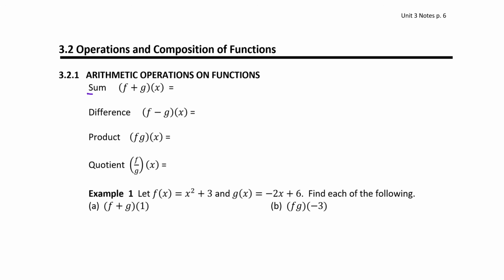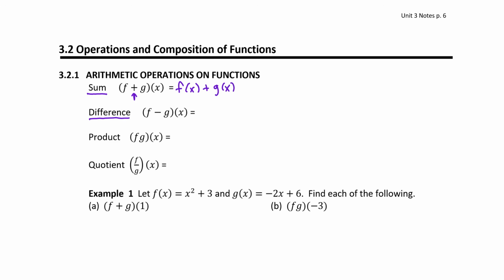To find the sum of 2 functions, we denote this f plus g of x. The names of the function are f and g, so this is a concise way of expressing the sum. In practice, we will want to separate this into the 2 individual functions. This means f of x plus g of x.